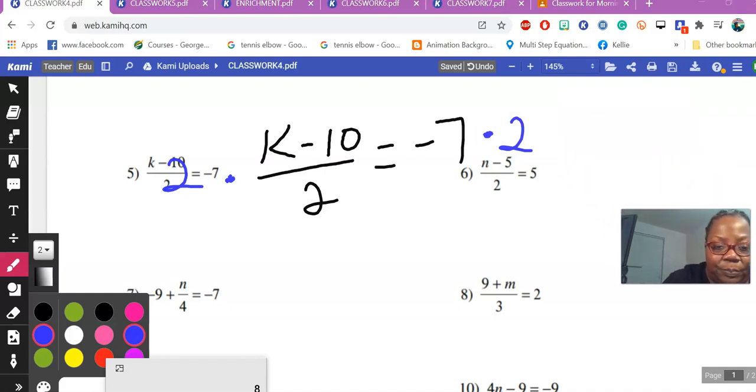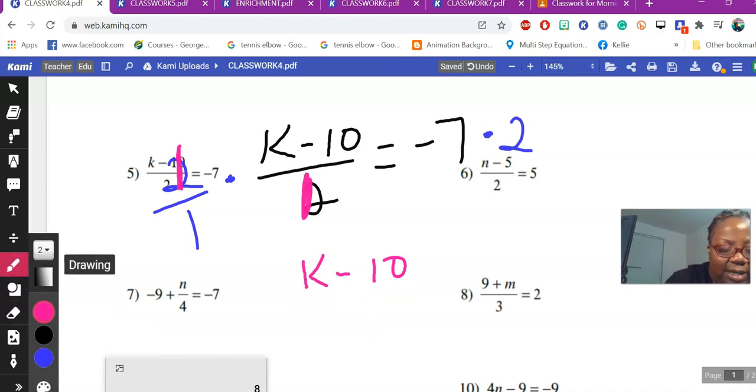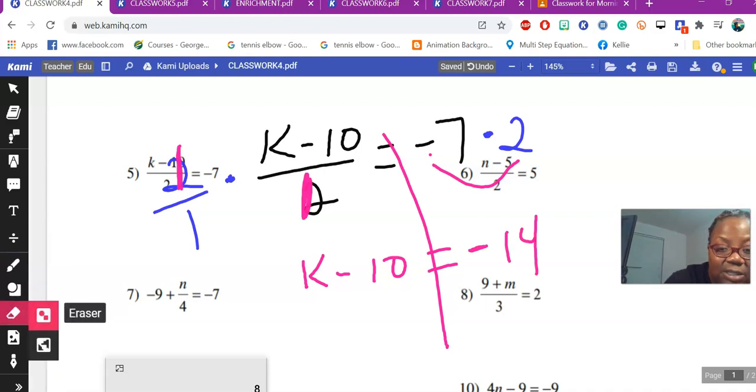Okay? So if I do this, you see the pattern already, right? 1 times k minus 10 is going to give me k minus 10. 1 times 1 is 1. You know the pattern. We don't need that. We bring down our equal sign, right? Negative 7 times 2 gives me negative 14. Now look at what you just did. You just created a one-step equation by doing that.